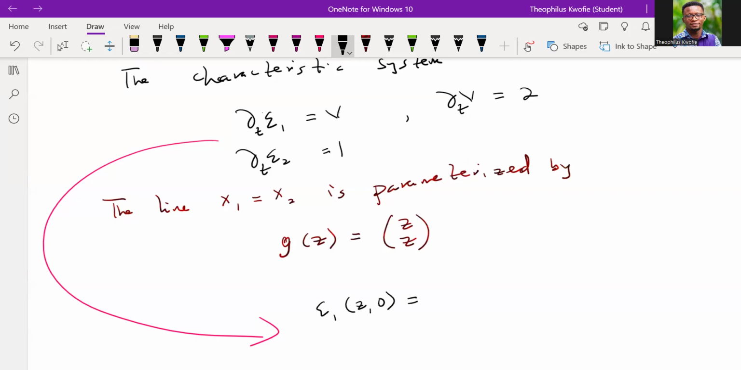So the xi1 will correspond to the first component of g(z), and that is what? That is z. And then the xi2, when t is 0, that initial condition would also correspond to the second component of g, and that is what? That is also z. Is that okay? And what would be the initial condition for v at t equal to 0?